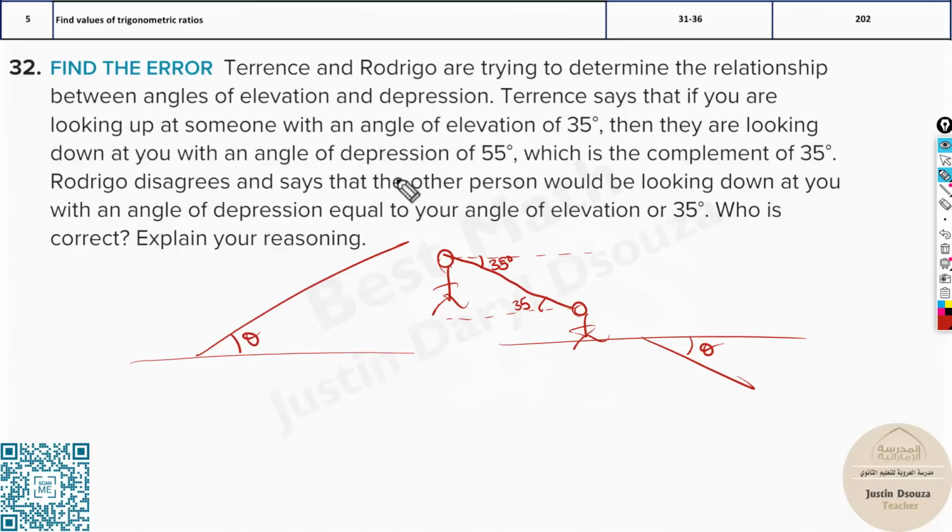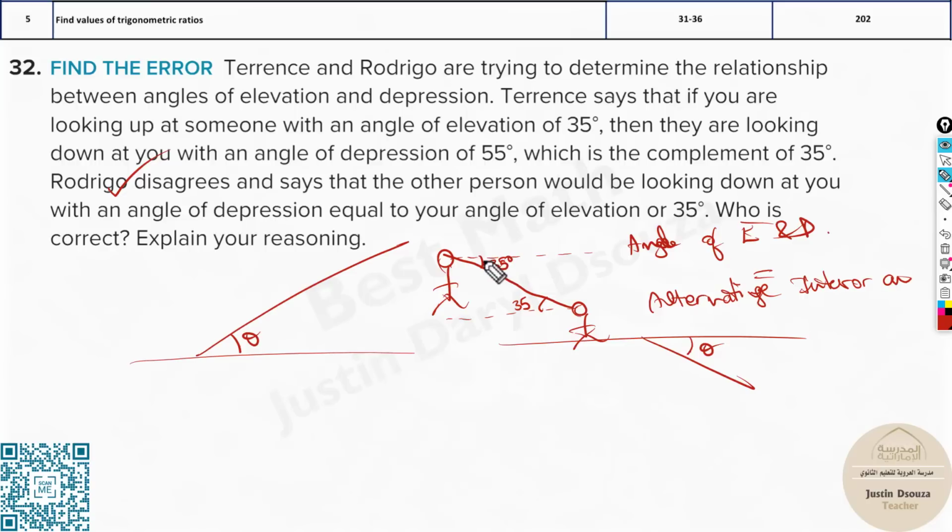So you need to tell who is the second person. Rodrigo is correct because he said they both are equal. Yes, angles of elevation and depression, E is for elevation and D for depression, are equal. They're congruent, so it's the same. Why? Because they are alternate interior angles.